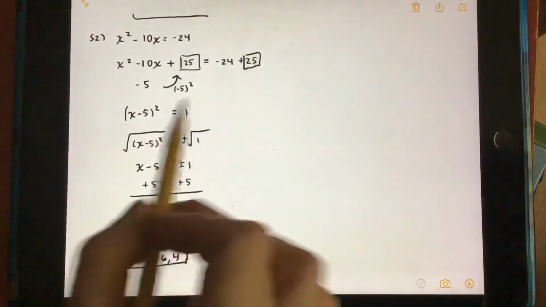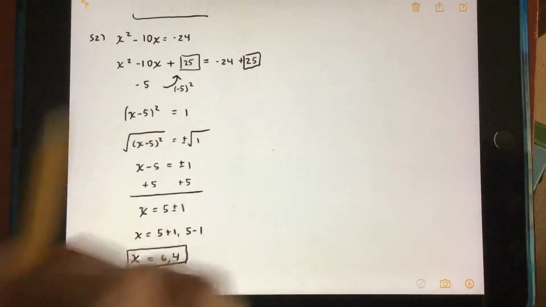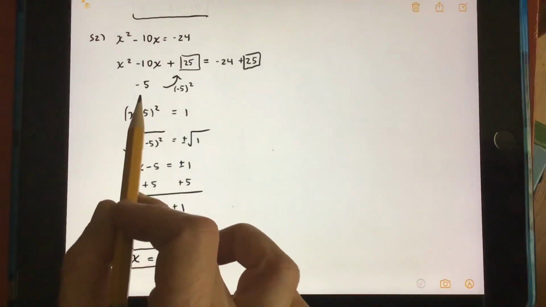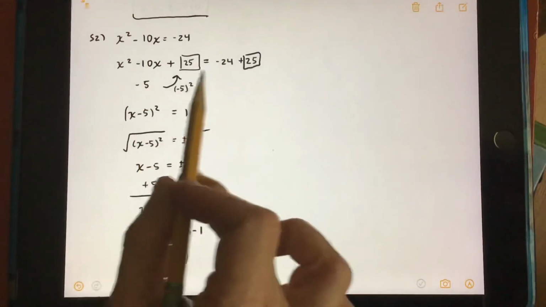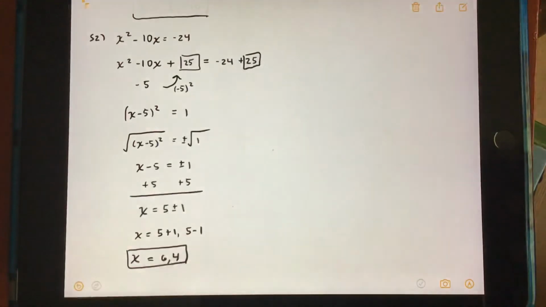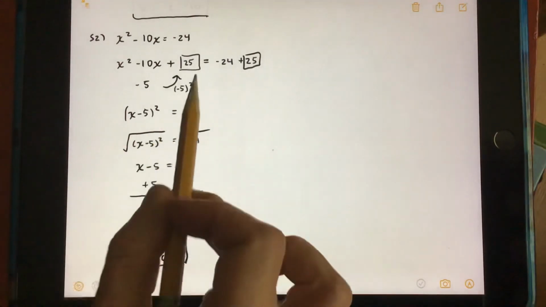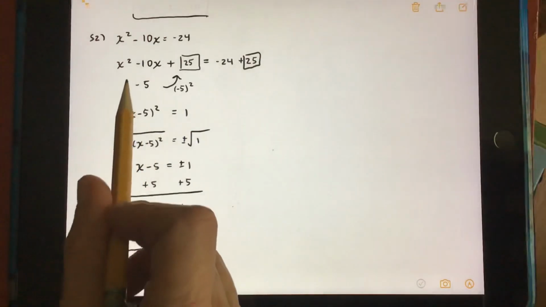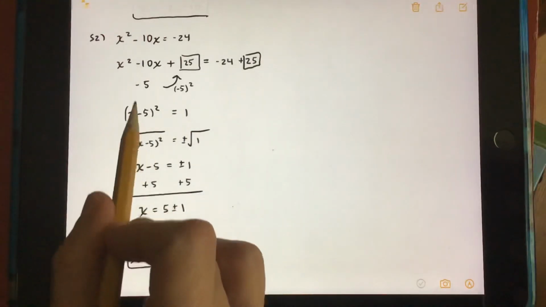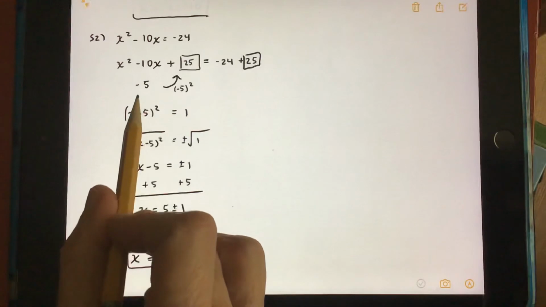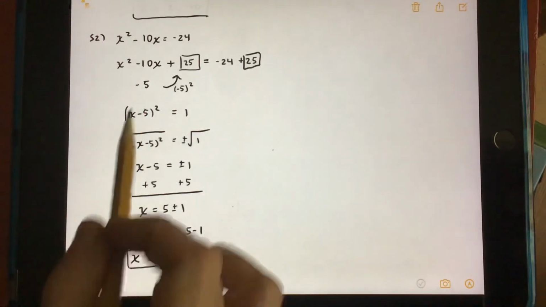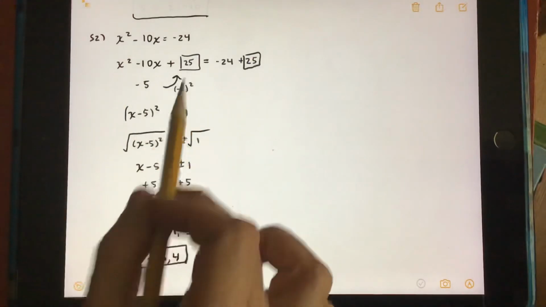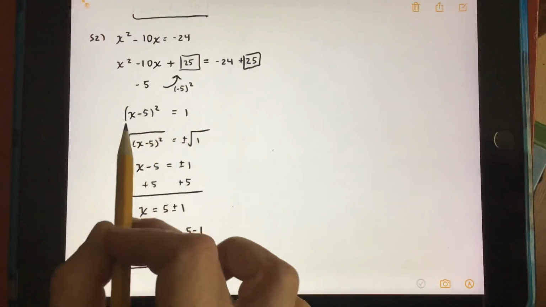To figure out what goes in each of those boxes, we're going to take the coefficient on that x term and divide it by 2. Negative 10 divided by 2 is negative 5. Negative 5 squared is 25, and that's what we're adding to both sides of our equation here. And then we're going to rewrite this perfect square trinomial as x minus 5 quantity squared. So we're bringing that minus 5 down. That's why it's so important that you note what the sign is on that number, so we bring the correct number down into the parentheses when we're rewriting the perfect square trinomial as the square of a binomial.